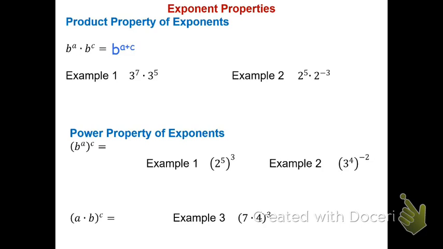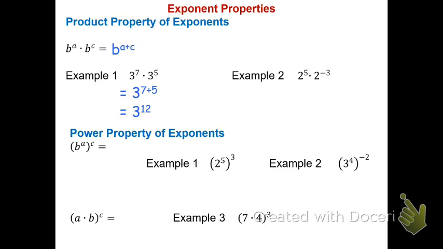Here I've got 3 to the 7th times 3 to the 5th. 3 to the 7th means 3 multiplied 7 times. 3 times 3 times 3 times 3 times 3 times 3, 7 times. And 3 to the 5th means 3 multiplied 5 more times. Together I'm multiplying it 7 and 5 more times. That becomes 3 to the 7 plus 5, or 3 to the 12th power.